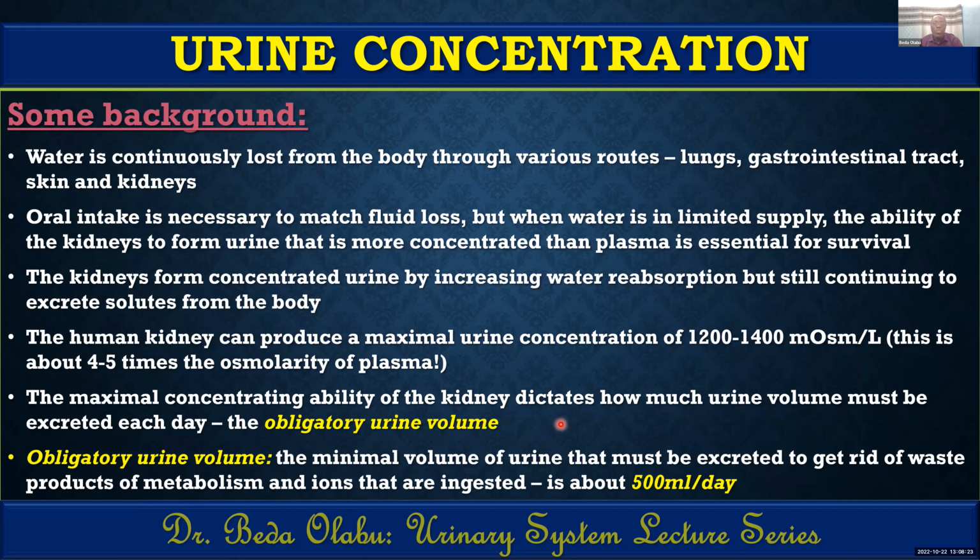It is the minimum volume of urine that must be excreted to get rid of the products of metabolism and ions that we usually take. 500 ml per day can have a concentration of 1200 milliosmoles per liter and eliminate 600 milliosmoles of solids. Great. Having understood that there must be an obligatory urine volume, we know that we cannot fully shut down our kidneys, because if we shut down our kidneys, then we accumulate a lot of solids within the body, and that can be harmful. But again, we understand that we must still be able to concentrate urine.